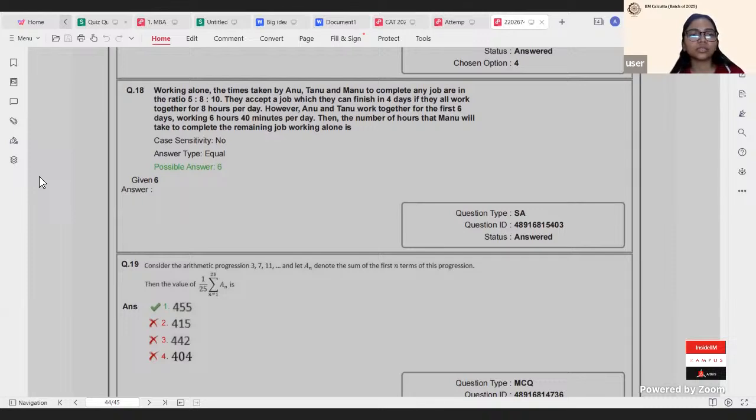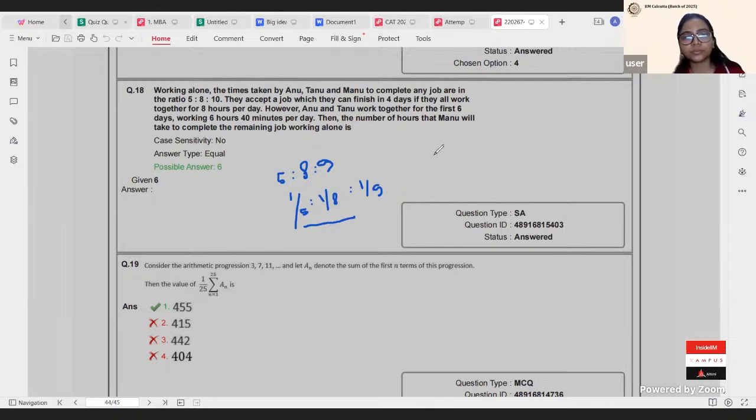Working along, times taken by Anu, Tanu and Manu are 5, 8 and 10. So basically the efficiency in this case will be 1 by 5 is to 1 by 8 is to 1 by 10. For the first 4 days, we can take the LCM, multiply each of these factors by it and come up with the equivalent efficiencies.